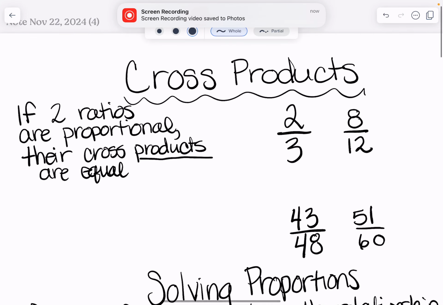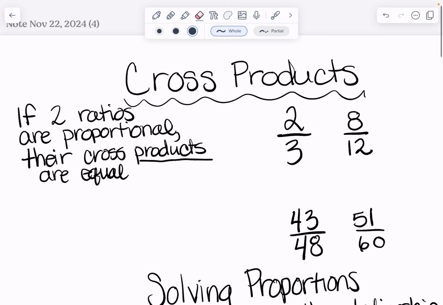Hello, seventh graders. I wanted to talk a little bit about how we can solve proportions and another new strategy that we can use when we are looking at proportions or looking at ratios and trying to determine if they're equivalent or not.